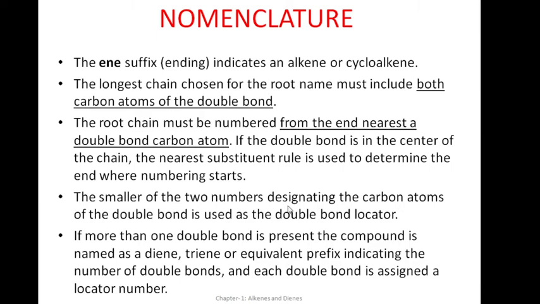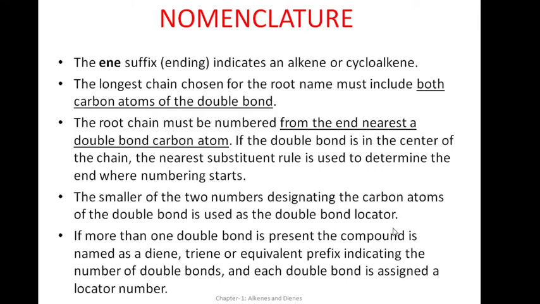The smaller of the two numbers designating the carbon atoms of the double bond is used as the double bond locator. Okay, the smallest one should be taken. If more than one double bond is present, the compound is named as diene, triene, or equivalent prefix indicating the number of double bonds, and each double bond is assigned a locator. This we shall see in the next part of this chapter, that is dienes. Chapter 1 contains alkenes as well as dienes. We shall see that a little bit later.